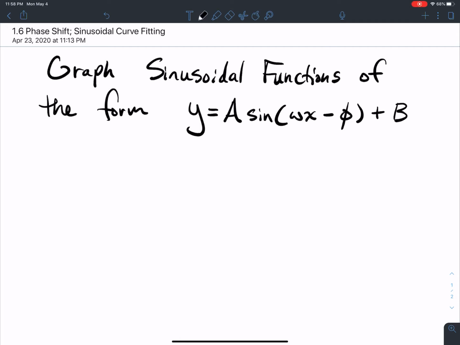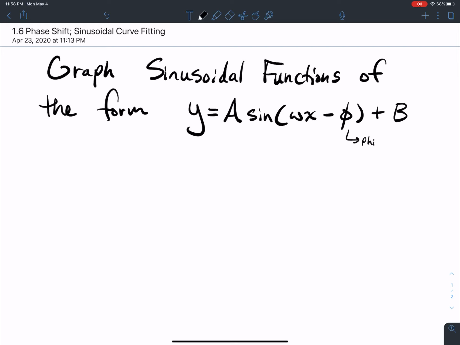So today we're going to deal with phase shifts and sinusoidal functions of the form a sine(omega x minus phi), or phi, depending on if you're from East Texas or not, plus b. Okay, so omega and phi, those are Greek letters. P-H-I, phi. And these just represent real numbers.